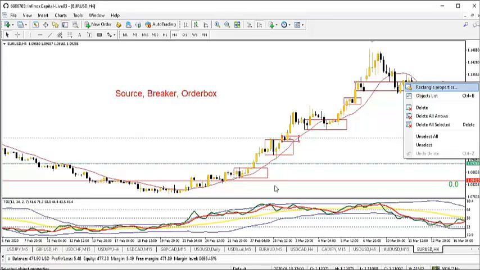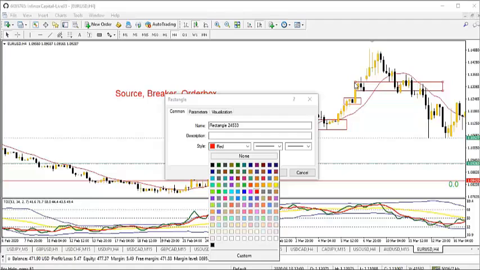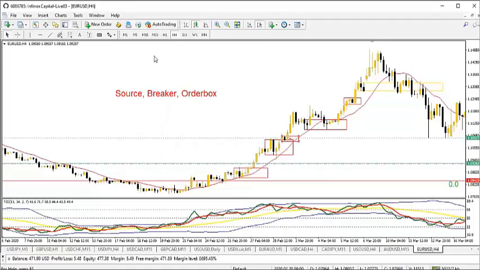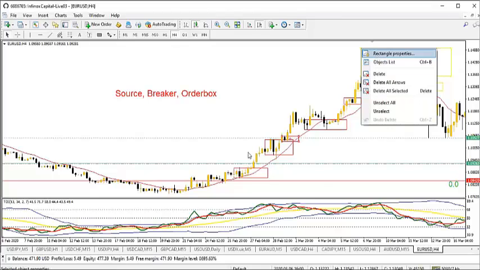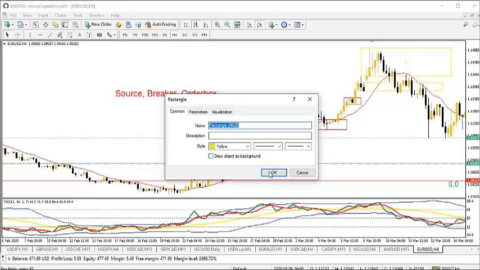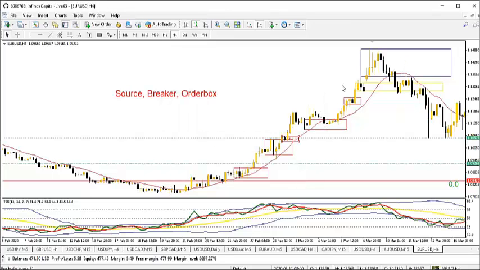We change the color, use color yellow. And once you have a breaker, you automatically have a source. A source is that last push-up candle, the last push-up candle to the upside. And that's this candle here. So this now becomes our source, colored blue. So that is the end of the bullish order flow.